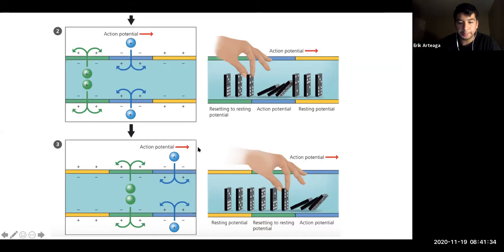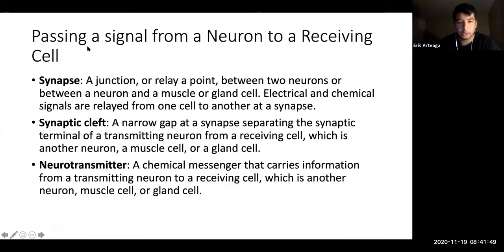But again, think of the rushing in of the positive charge as starting that electrical signal. This triggers the next action potential, and then boom, it just keeps passing through, keeps going down that line of that axon. So, passing of signal from a neuron to a receiving cell. We have a synapse. This is a junction or relay point between two neurons or between a neuron and a muscle or gland cell.